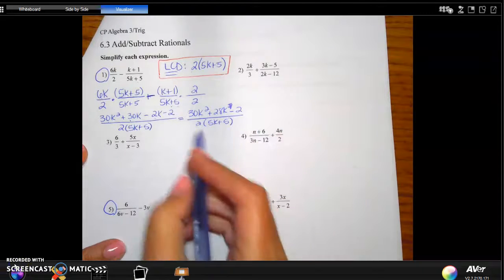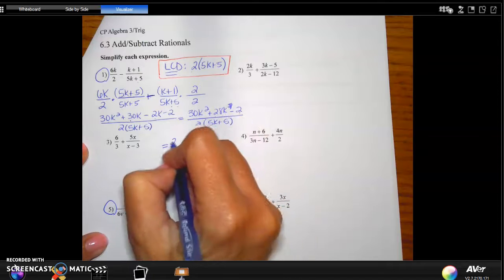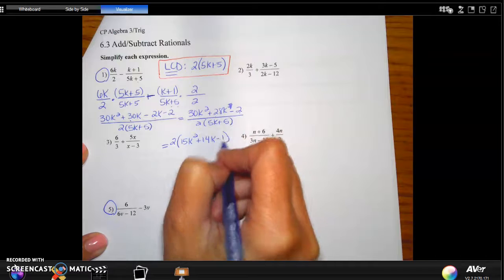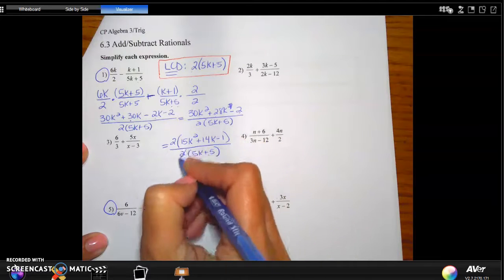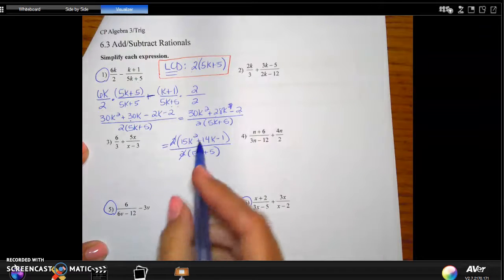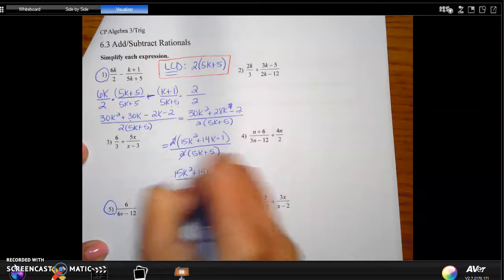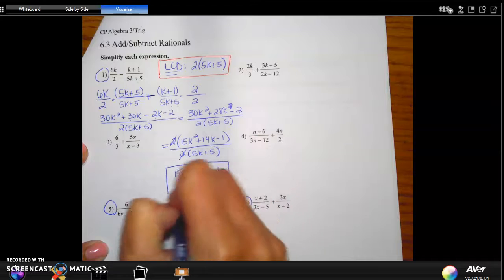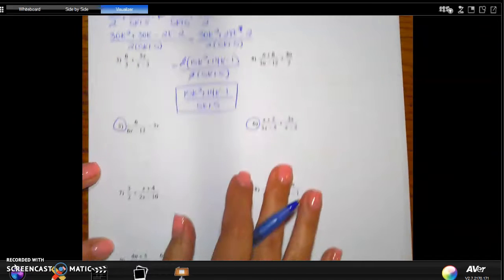Okay, right here. And then the other thing that you notice is that you can pull a 2 out of all of these. So when you do that, you have 15k squared plus 14k minus 1, all over 2 times 5k plus 5. And here your 2's can disappear because they're the same on the top and the bottom. So you now have 15k squared plus 14k minus 1 all over 5k plus 5. And that would be the end of that particular problem. Some of them are more involved than others. Let's take a look at another one. We'll look at number 5 down here.